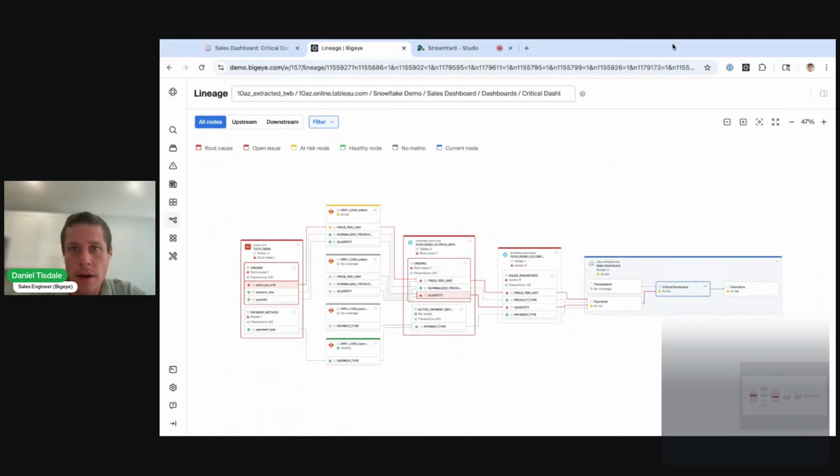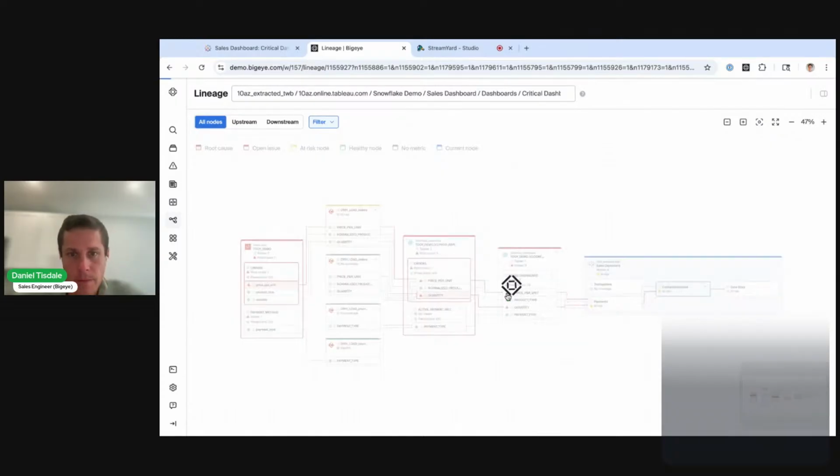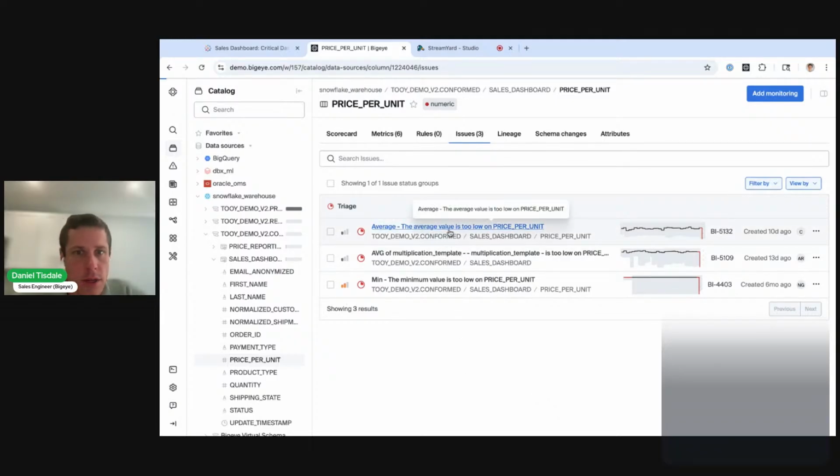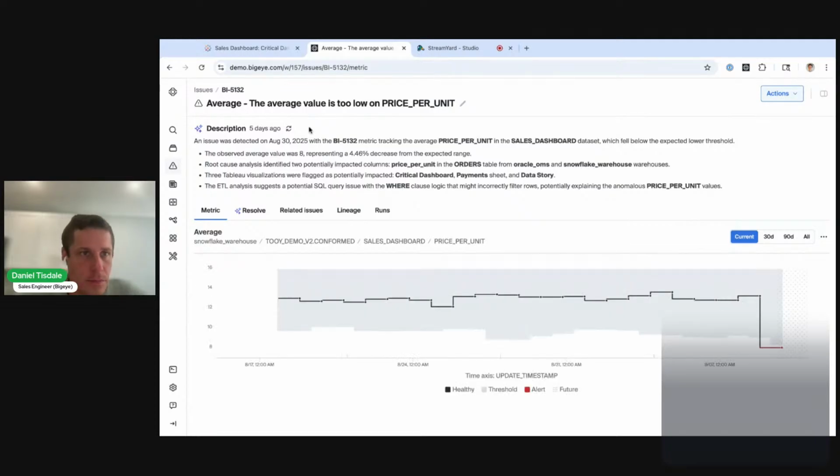From here, I would, now that I've got context on, okay, this is where the specific data quality issues are occurring. Let me drill into this price per unit column here. And we can see that there are 3 open issues right now. So if I drill into just the first issue here, this is telling me that the average value is too low on price per unit.